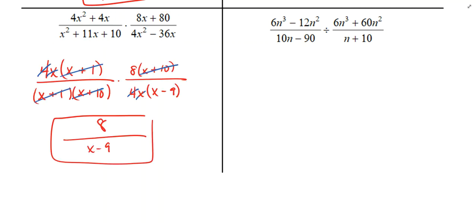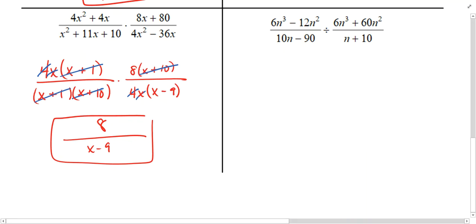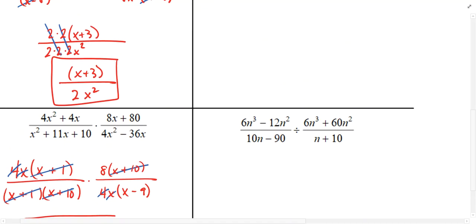We were quite fortunate in this problem in that many of our factors ended up canceling with one another from the numerator and denominator. And it appears that we were only left with this 8 in the numerator and x minus 9 in the denominator. And so that's why I went with a final solution of 8 over x minus 9.